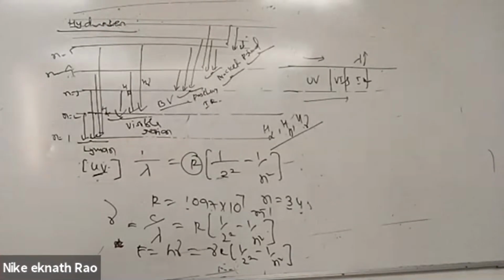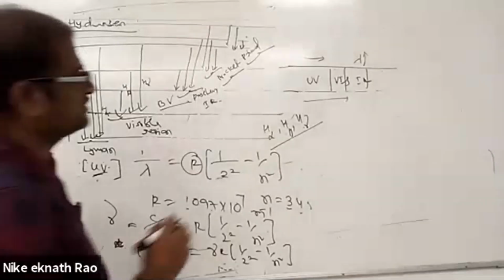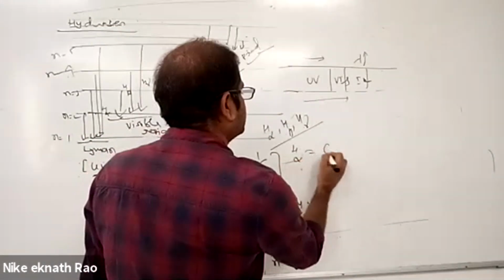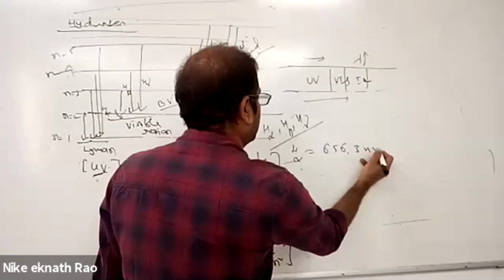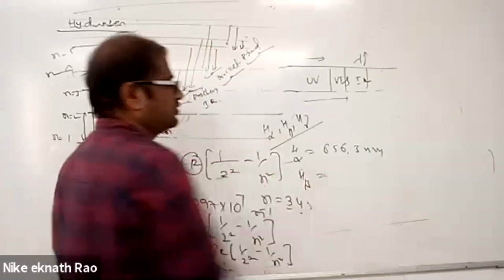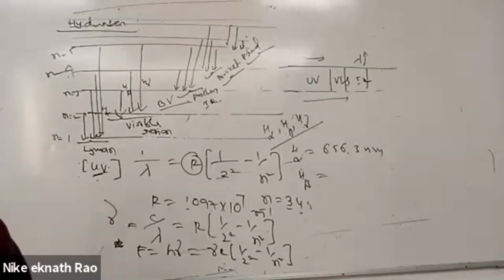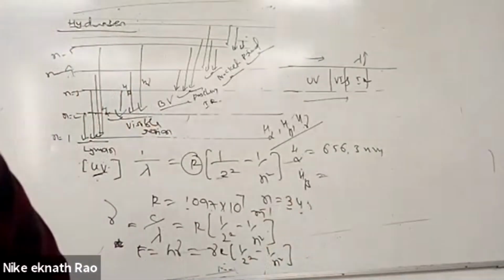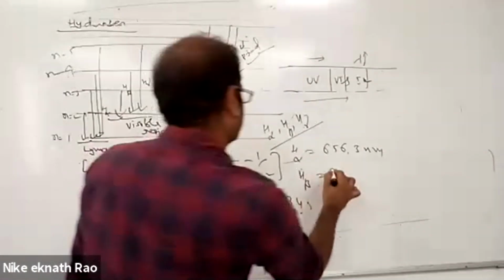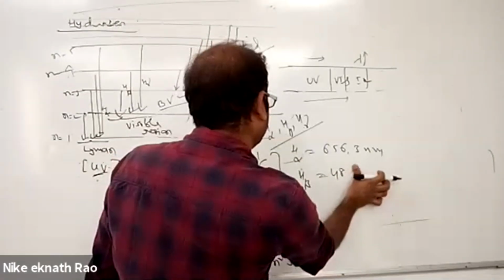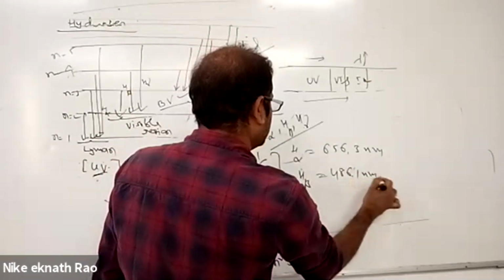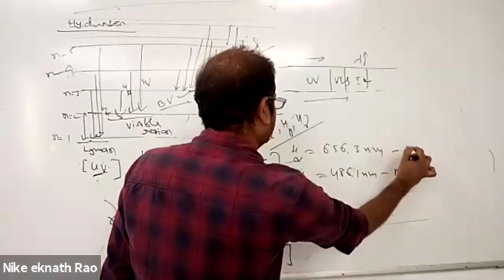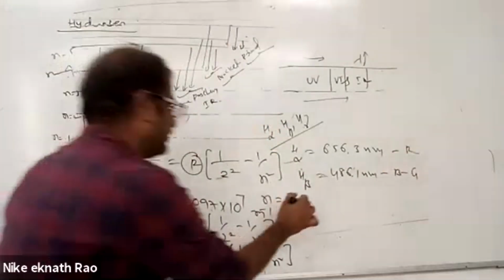Yeah, I will give the values right here. H alpha is 656.3 nanometers, and H beta is 486.1 nanometers. This is the blue-green region. This is the red region. Okay, and H gamma.